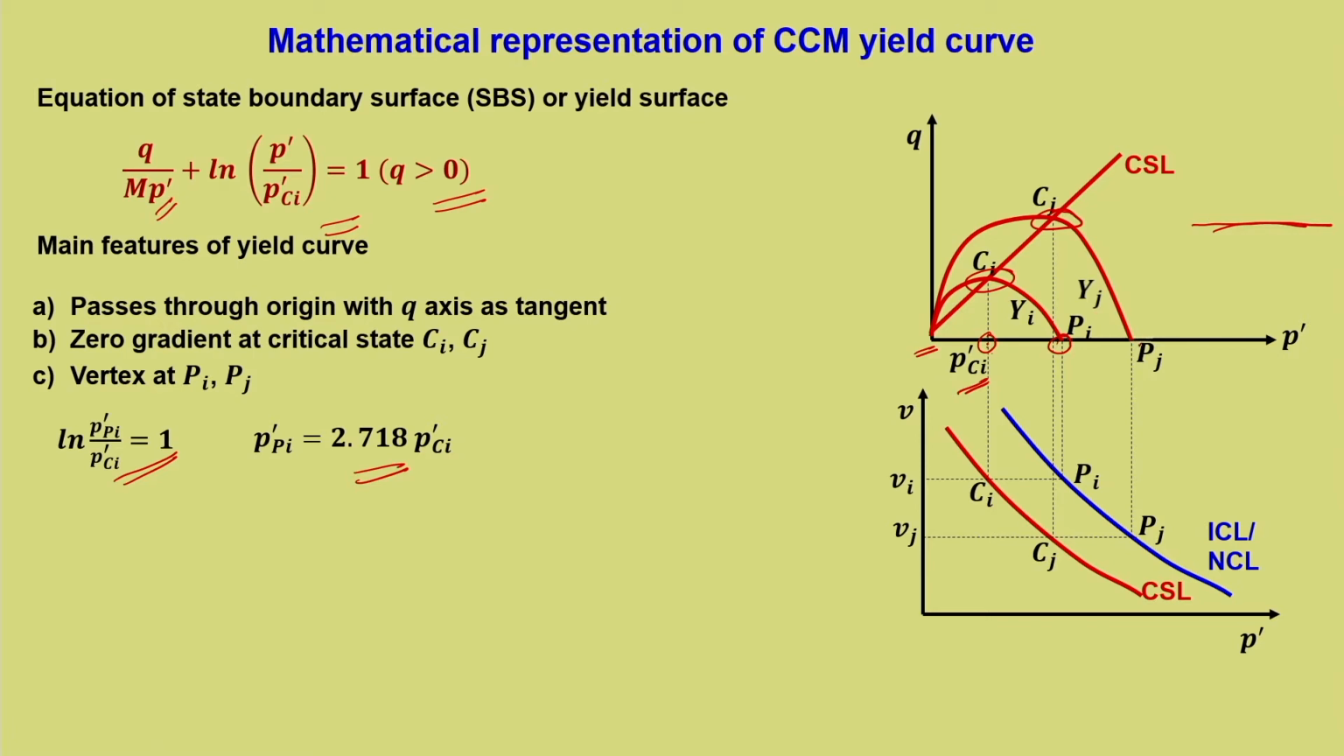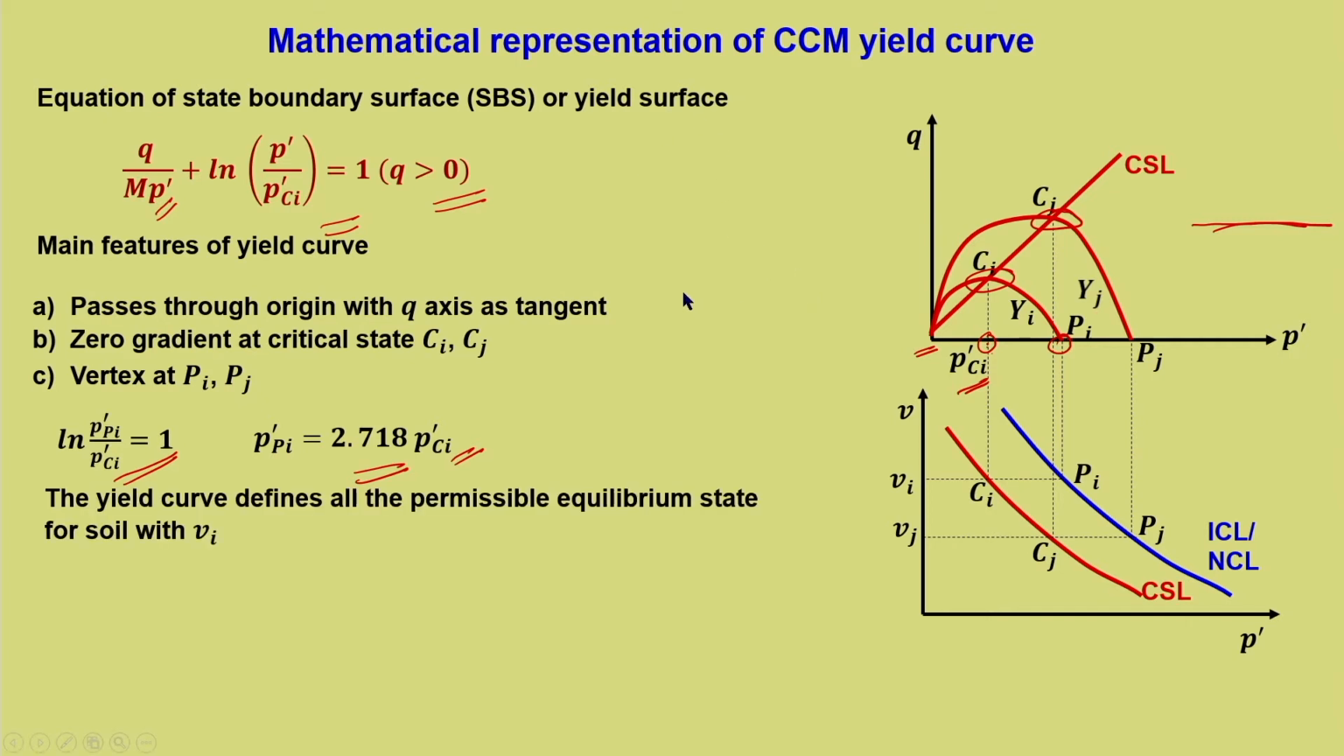Similarly, for p dash j, it will be ln of p dash pj upon p dash cj is equal to 1. So, that relationship also holds. Now, how this relationship is coming, we will see in the subsequent slide. The yield curve defines all the permissible equilibrium states for soil with Vi. So, all the possible conditions are governed, or taken care of, by this yield curve.